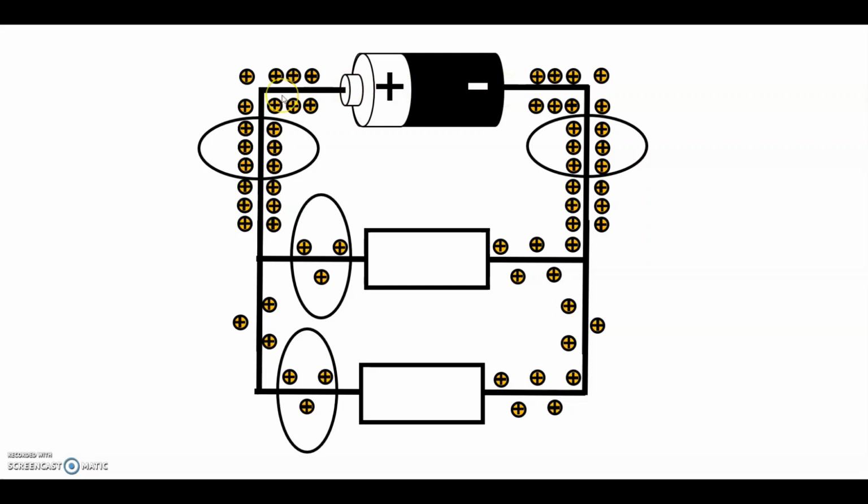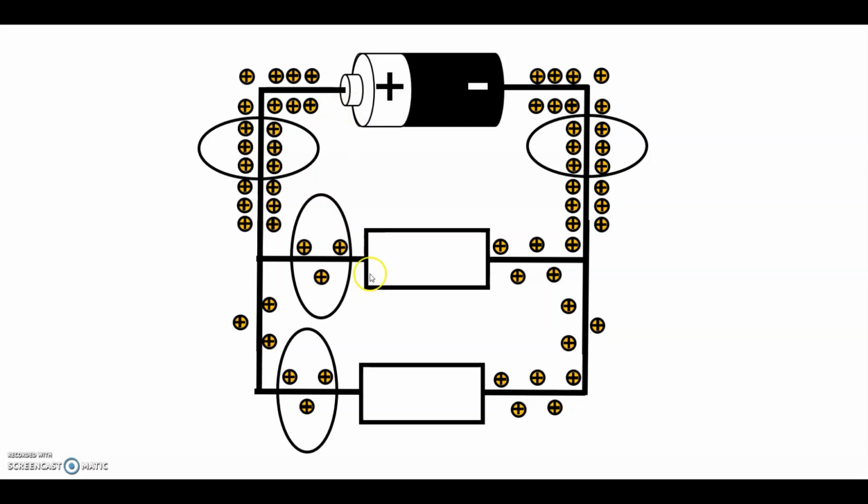Since there's more current being drawn from the battery for the same voltage that the battery has, that's going to expel your battery quicker, and your battery would die quicker than it would in a circuit where there's only 1 resistor set up in a single loop.